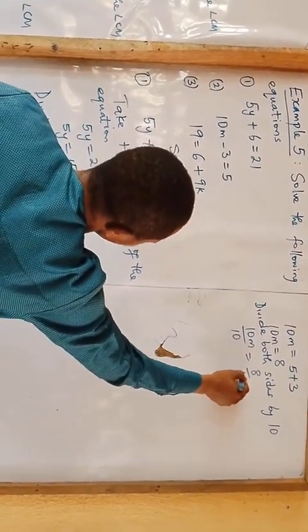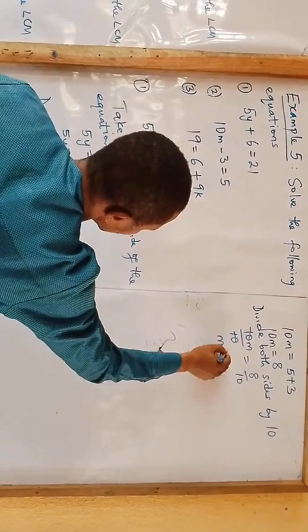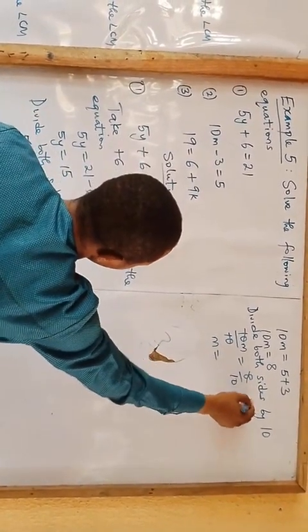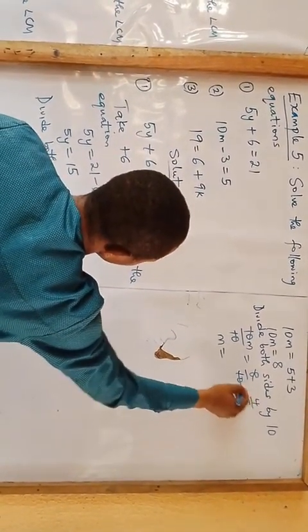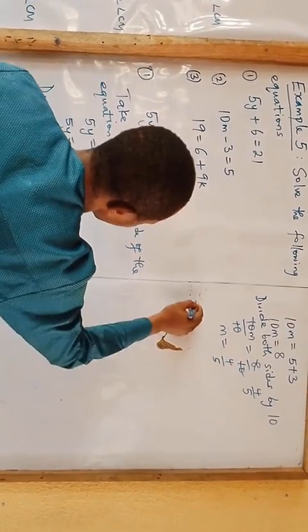So we are going to have 8 over 10, and you are going to have m is equals to 2 here 4, 2 here 5. So our answer will be 4 over 5.